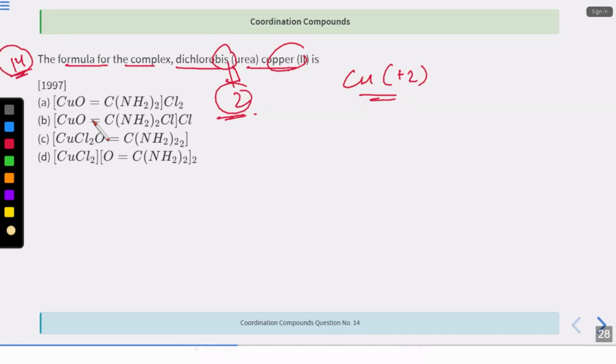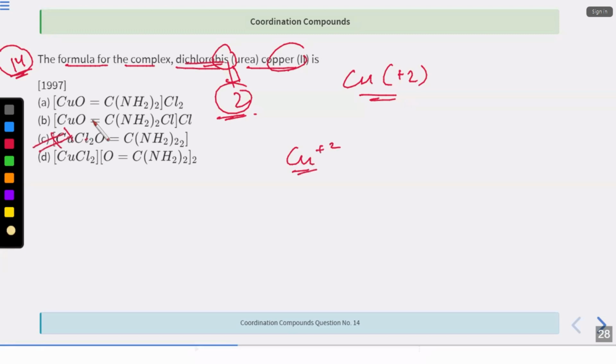So let's see the formula for the complex dichlorobis urea copper 2. First thing, it is dichloro. So let me eliminate any option which doesn't have it, but all options are dichloro only. So dichloro, bis means 2, urea, copper twice. So urea is neutral, so copper is in plus 2 state. Okay, so option number C is the right option.